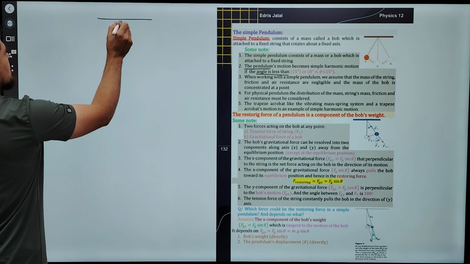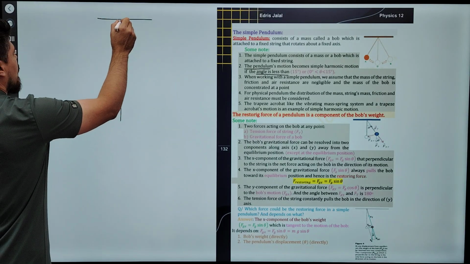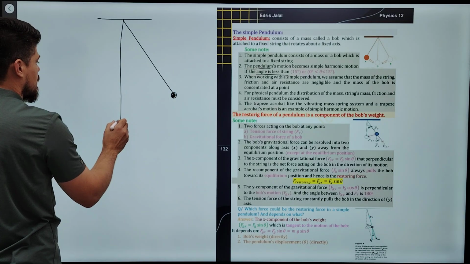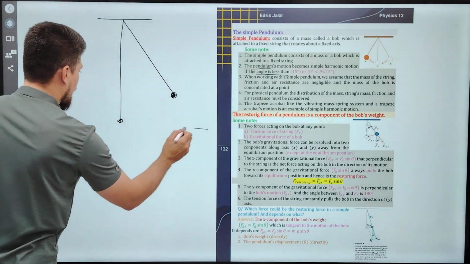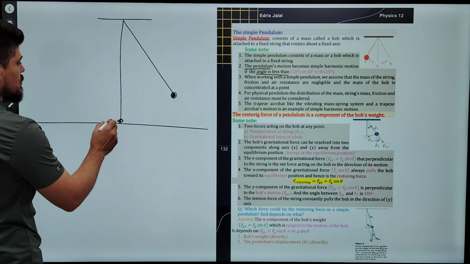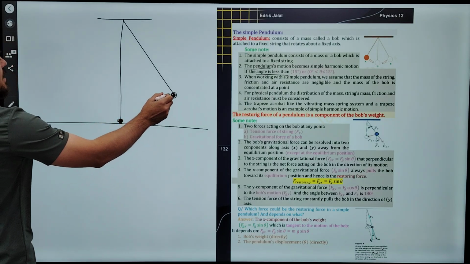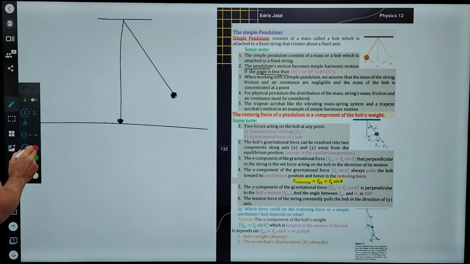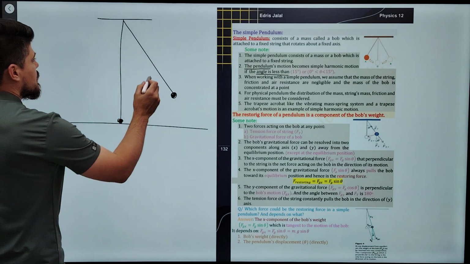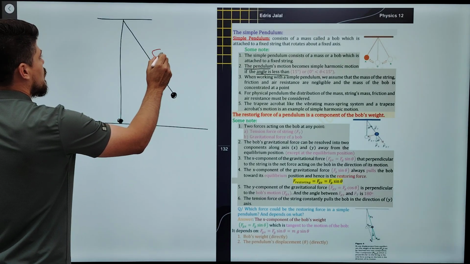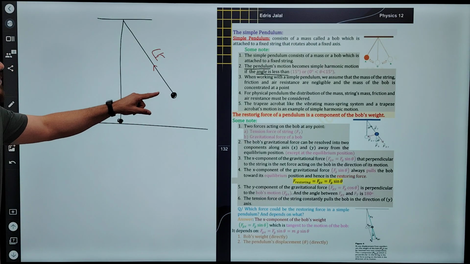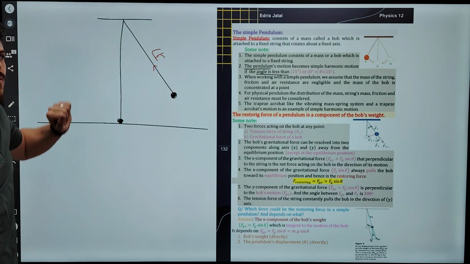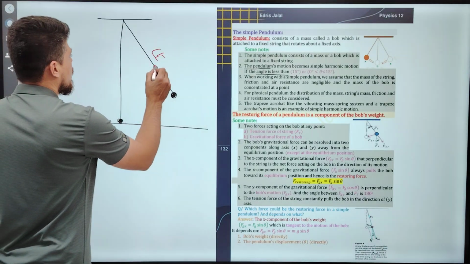And now I'm going to tell you the force that provides the restoring force of a simple pendulum. Assume that this is a pendulum. If you pull the mass from this point, this is the equilibrium position. Assume that this is the ground, there is no height here. In the case when we pull the mass to this point, what is this? This is the tension force of the string. The tension force is always acting upward.